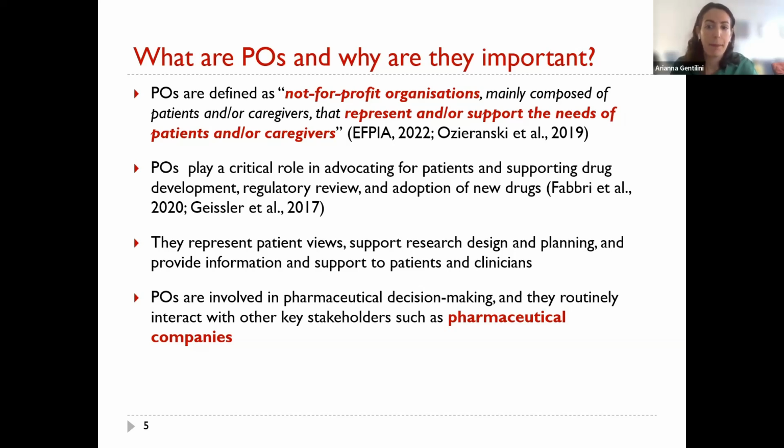And among many other things, they can provide information, for example, on what it is like to live with a condition, how care is delivered, how that impacts them, their carers and families, and finally, how medicine and treatment can change their quality of life. And patient organizations are involved in pharmaceutical decision-making, and they interact on a daily basis with other stakeholders. And one example of them are pharmaceutical companies.